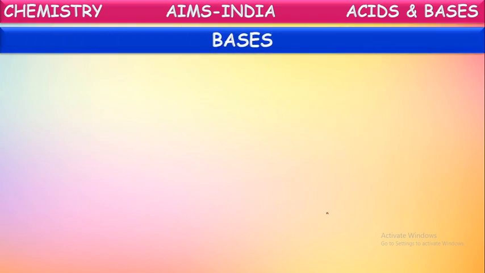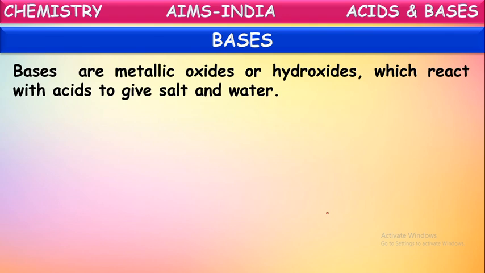Next, bases. Till now we have seen the classification of acids based upon certain properties. In the same way, we are now going to see bases. Bases are the metallic oxides or hydroxides which react with acids to give salt and water. Mostly these metallic oxides and metallic hydroxides are bases because they react with acids and produce salt and water.